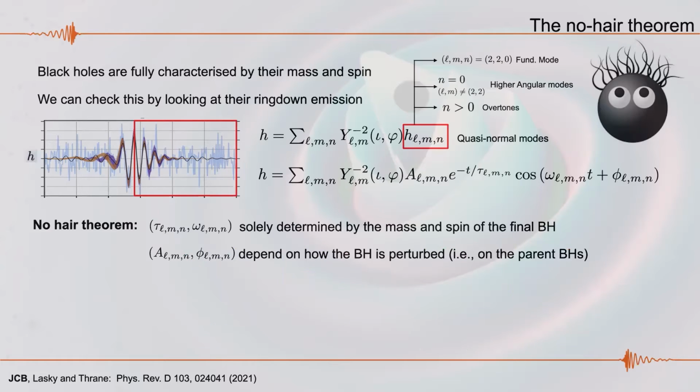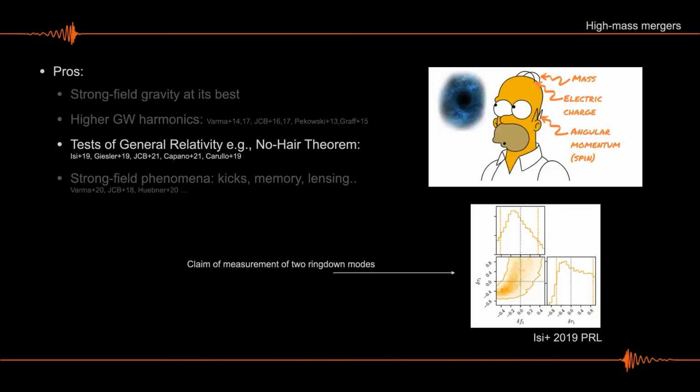And people have been trying to do this, and actually there is a claim of a measurement of two such ring down modes in the merger of our first detection. And well, the data is weak enough so that it's impossible to constrain things very much, but they are consistent with the expectations of general relativity.